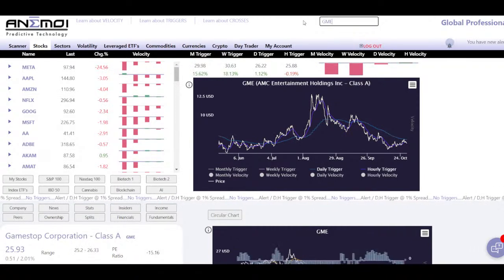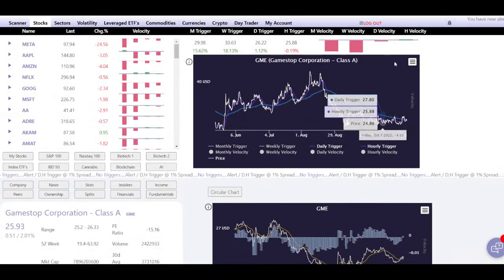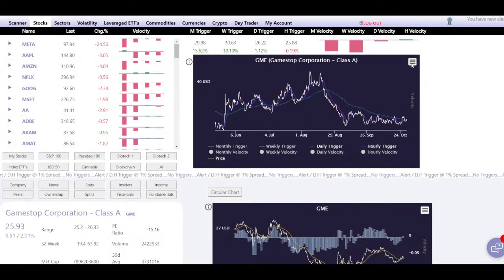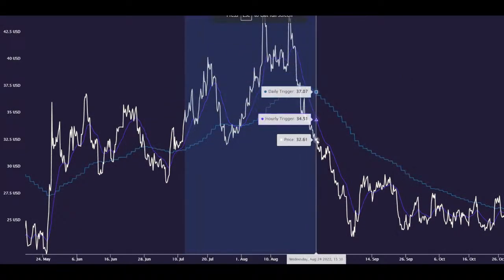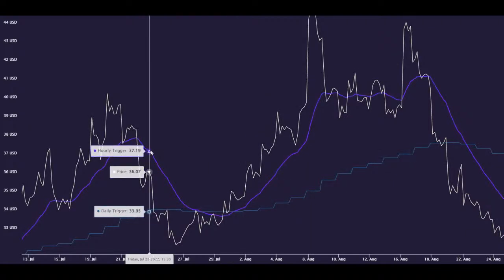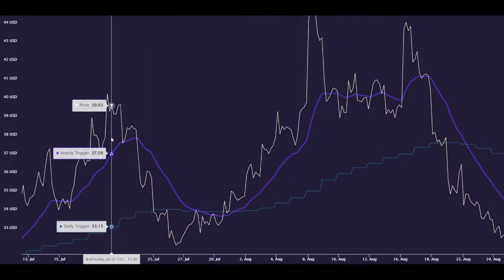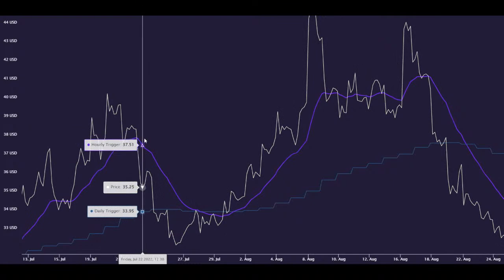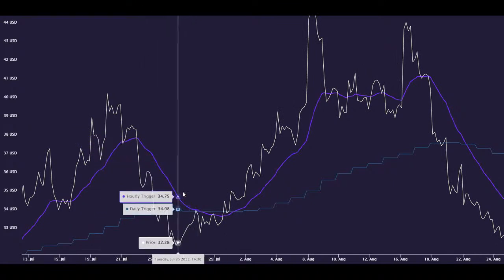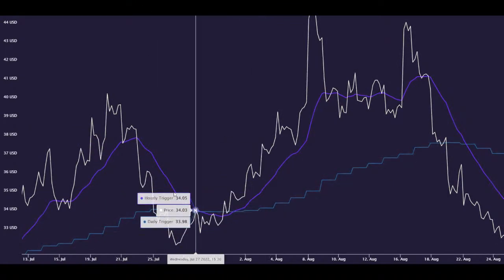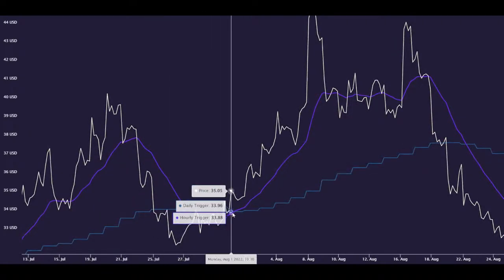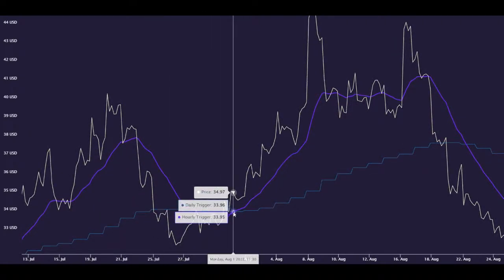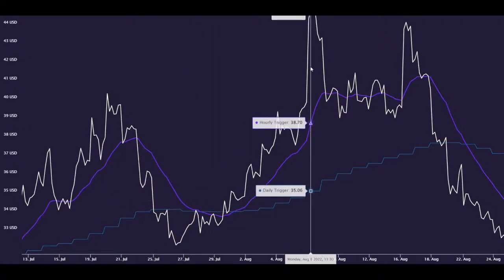So there's a lot of ways to use Anemoi. Everybody likes looking at them different. We're going to talk about another setup right now called an airplane setup. Try to pay attention to this because this is important to what comes next. An airplane setup is when the hourly trigger comes down to the daily trigger, but then reverses off of it. When you get this kind of action, it leads to very powerful explosive moves to the upside, which is what we saw right here.